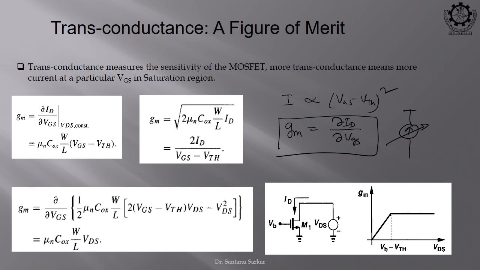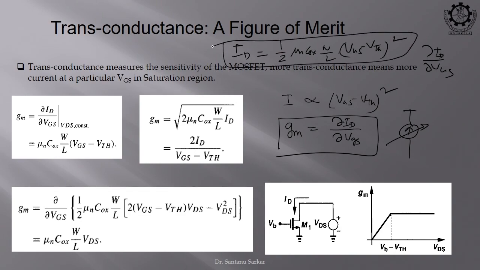Your current expression is half mu n Cox W by L VGS minus VTH whole square, that is your ID. You take a derivative del ID by del VGS, you will eventually get this. Okay. This 2 will come out, this half will get cancelled, and it is mu n Cox W by L VGS minus VTH. So, this is the expression for your GM. You do not need to memorize this, just remember this expression. Okay. And you can calculate this.